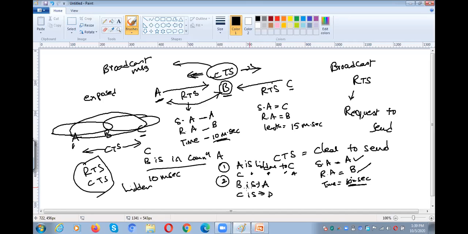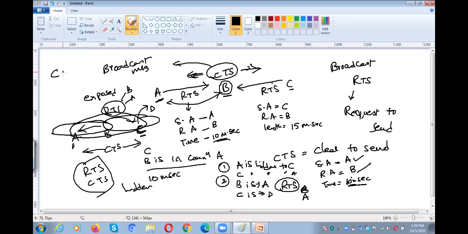Right? Whenever B is willing to send data to A, it will send the request to send. In the request to send, what is the sender address? B. What is the receiver address? A. Whenever B is sending the request, it will be known to C, because the sender address is B and the receiver address is A. That means B is willing to communicate with A. So C might feel that B is now communicating with some other node A, so I can communicate with D without any problem.